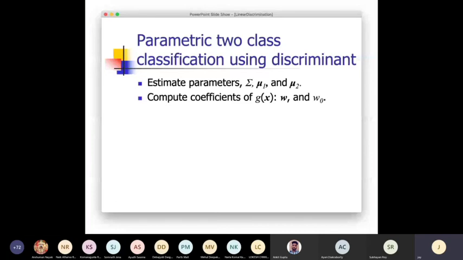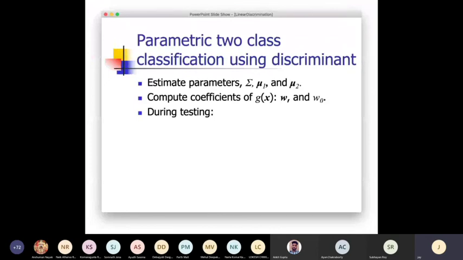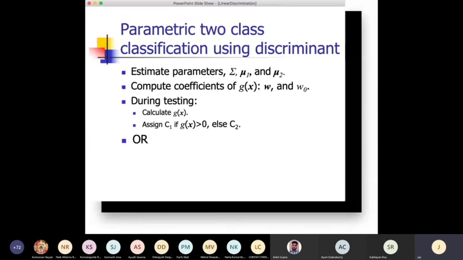For parametric 2-class classification, what we can do here is the same method. You can see implicitly in the background the theory is Bayesian inferencing, but for explicit computations it looks like linear discriminants that you are deriving. So you estimate the parameters, you get the covariance matrix, you get the means of two classes, and then you compute the coefficients of g(x), that is W and W naught, using these parameters as we mentioned. And while you are testing, simply use them. That's all. So this is a simple parametric method using discriminant functions.